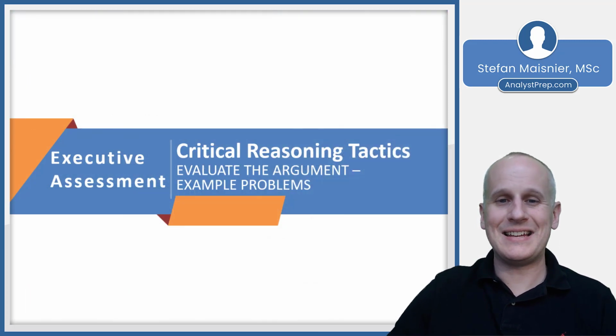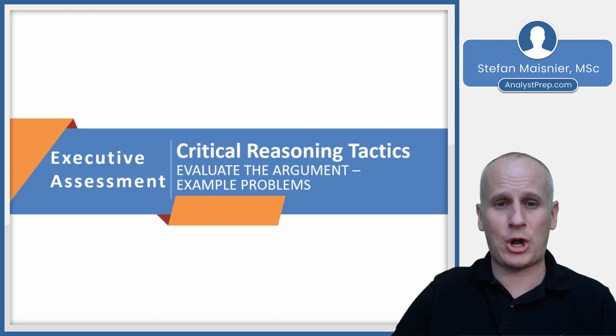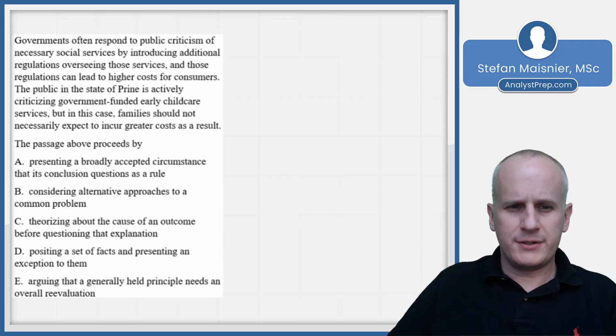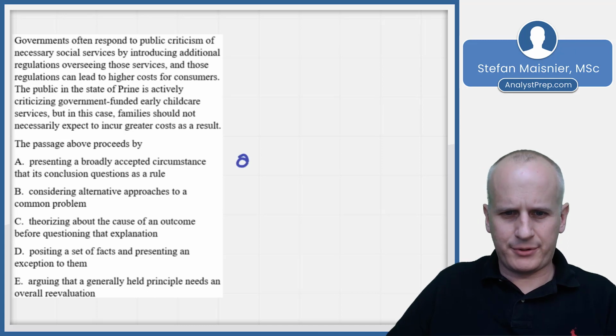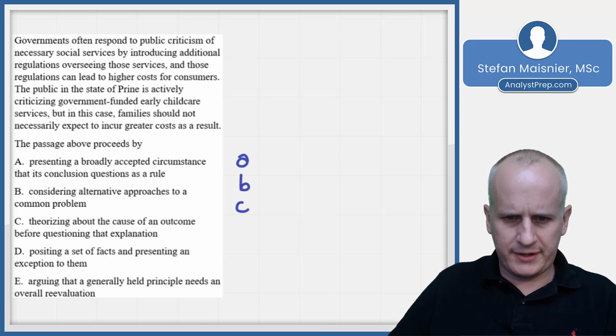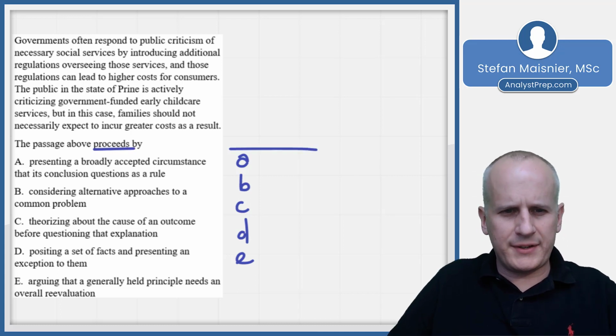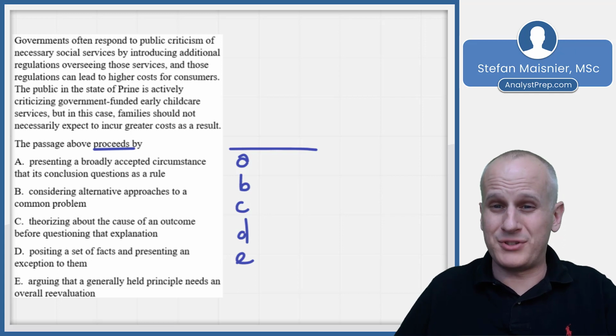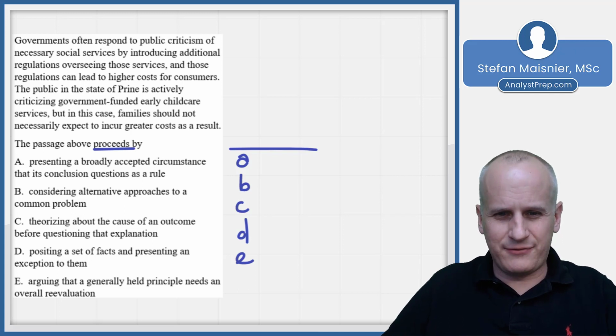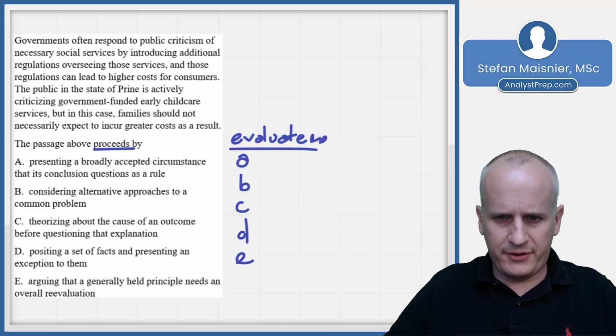So let's head on over to the whiteboard and take a look at an example of each of the types of evaluate tasks that you might encounter on the Executive Assessment. So here we have a sample critical reasoning style question. We're just going to write out A, B, C, D, E for process of elimination, and we can see that we're being asked for how the passage above proceeds.